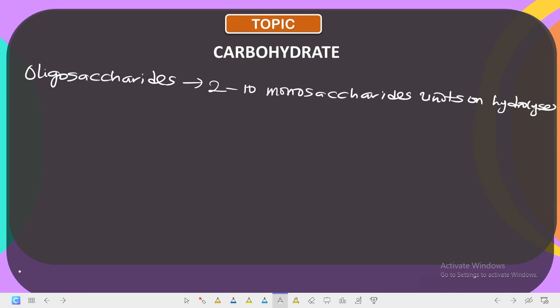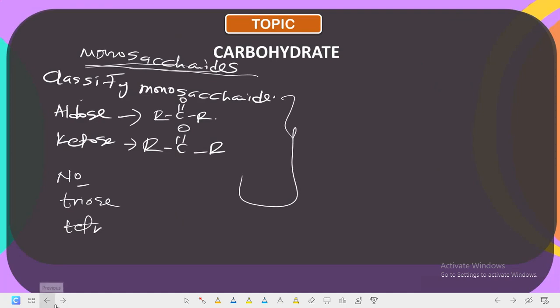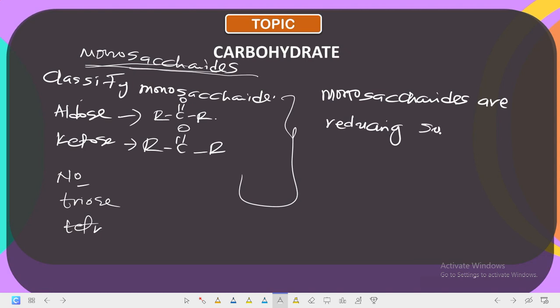Now, there is something that you need to know. They may ask, what are reducing sugars? All monosaccharides are reducing sugars. Please take note. All monosaccharides are reducing sugars.